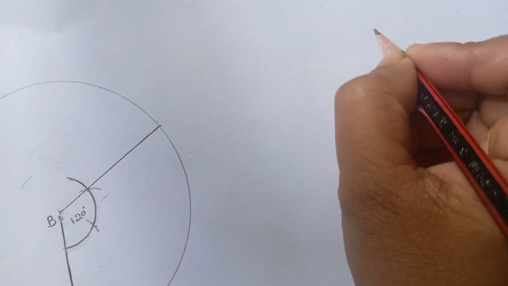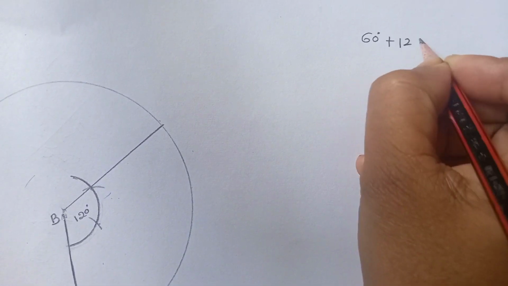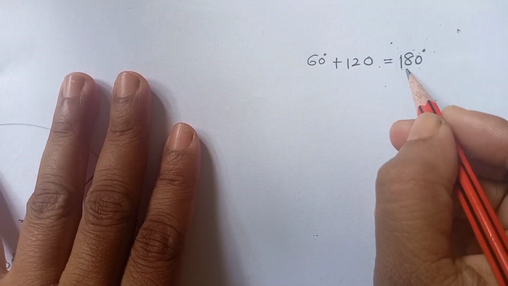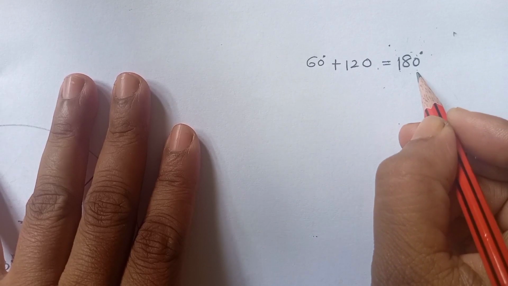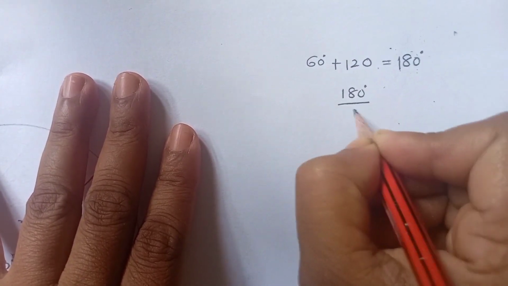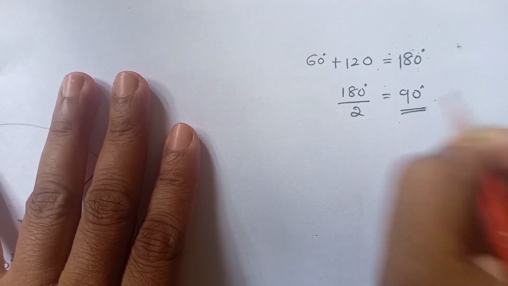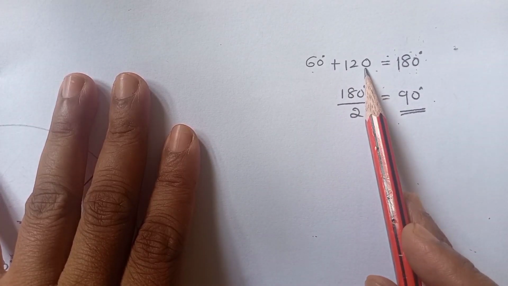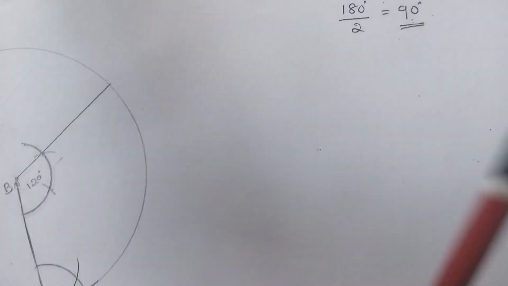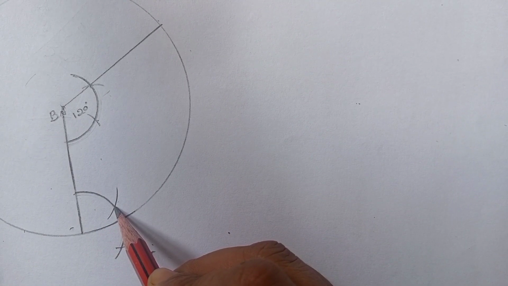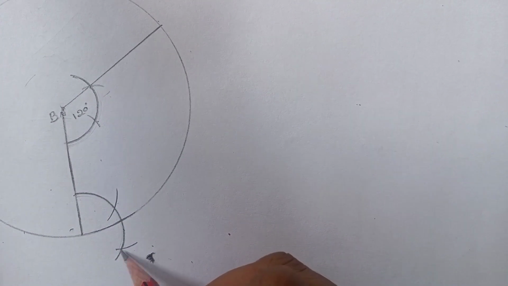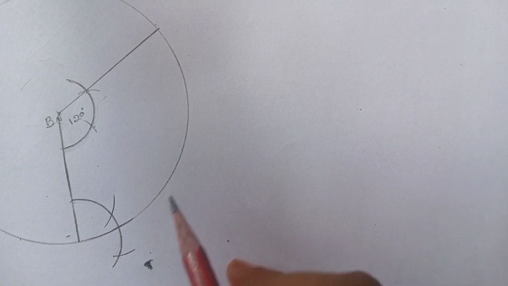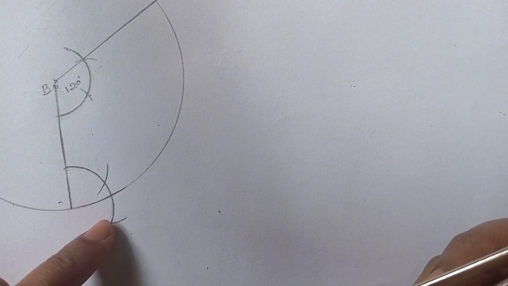Now look at the simple calculation. 60 degree plus 120 degree is how much? 180 degree. When we do the half of this 180 degree, what will it become? 180 degree divided by 2 is how much? 90 degree. It means the exact half between 60 degree and 120 degree is 90 degree. Right? So this point measures 60 degree. This point measures 120 degree. Between these two, the exact half is 90 degree. So let us bisect this angle.